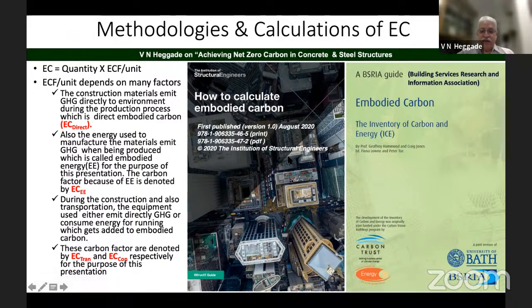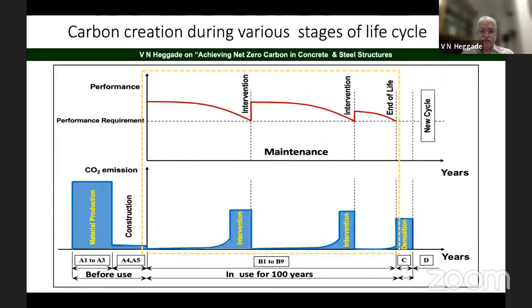It has been very regularly referred to for the building sector basically, and this gives the guidelines. And also the inventory of carbon and energy, that is the carbon factor, what we call it, which is the multiplying factor for arriving at the carbon dioxide emission to the environment. And it has been brought out by the Building Services Research and Information Association along with the University of Bath. As you can see here, these are the 2 very important documents for the carbon factor.